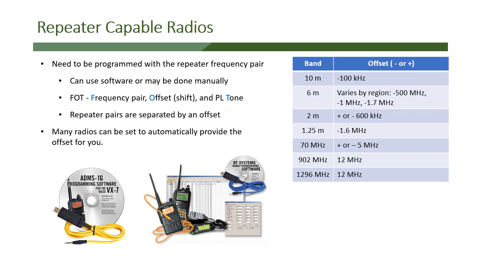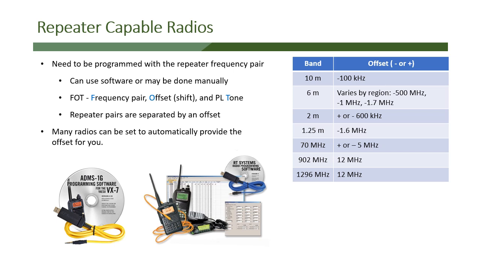Almost every modern radio today, you can program it to use automatic shift, because it's already known what these shifts are going to be. And so if you enter in your transmit frequency, it will automatically shift for the receive frequency and vice versa. But you will have to add what PL tone you want to use. And if it's using CTCSS or DCS tones, you'll have to look it up or find it in some way.